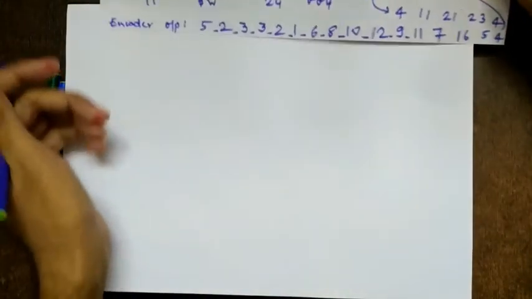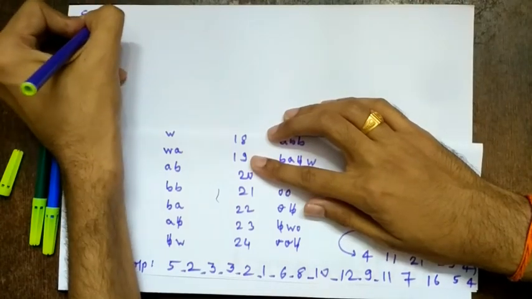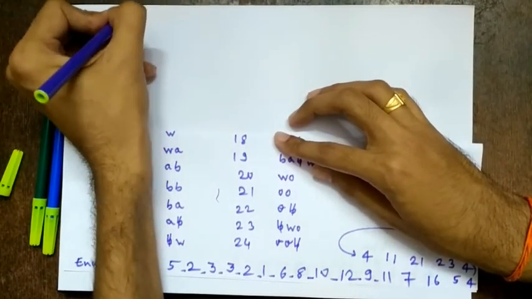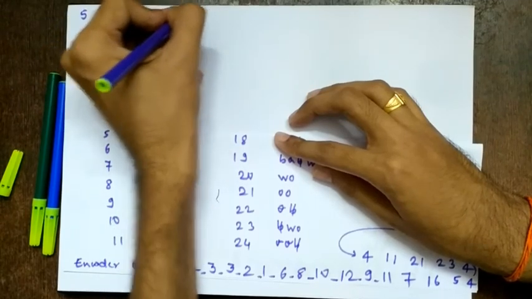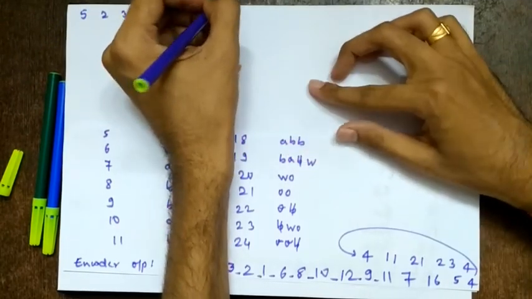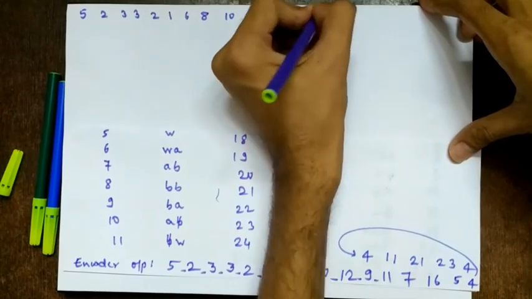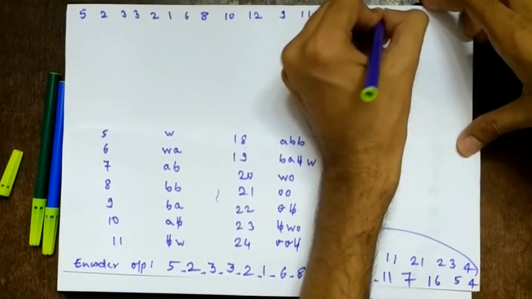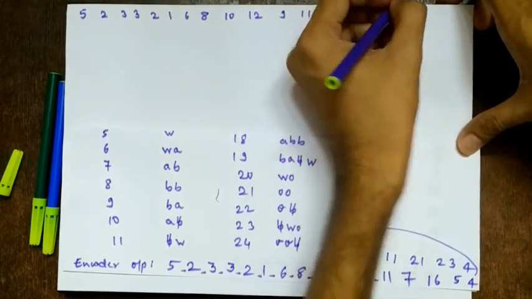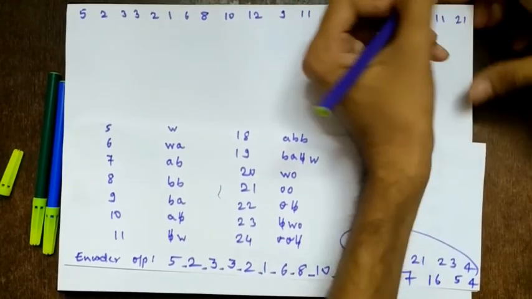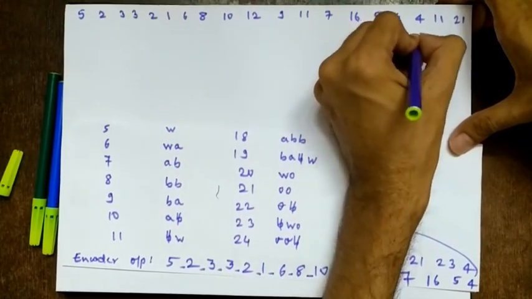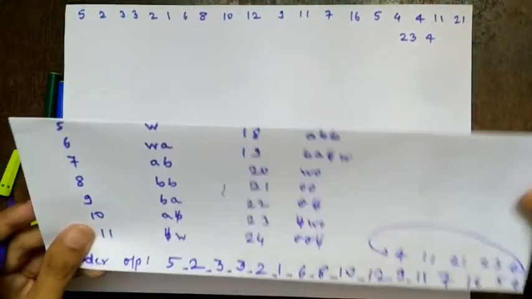So let's see how to decode it. For that I'll again write this sequence. So it is 5, 2, 3, 3, 2, 1, 6, 8, 10, 12, 9, 11, 7, 16, 5, 4, 4, 11, 21, 4, 11, 21, 23 and 4, right? So let's see how to decode.